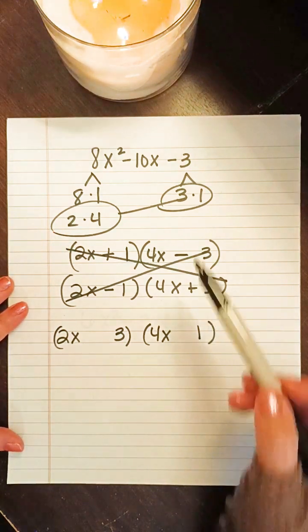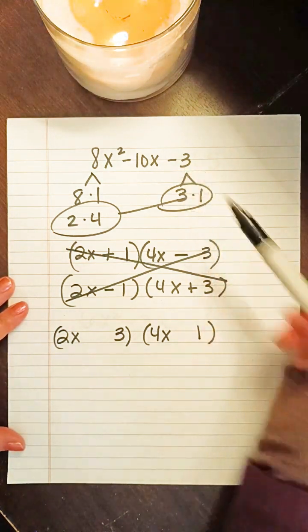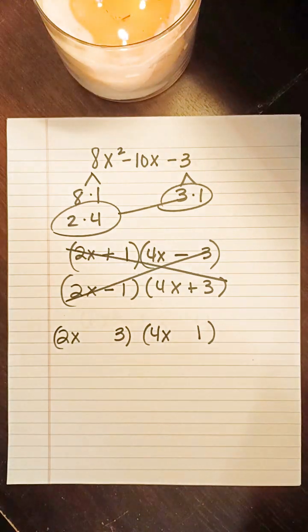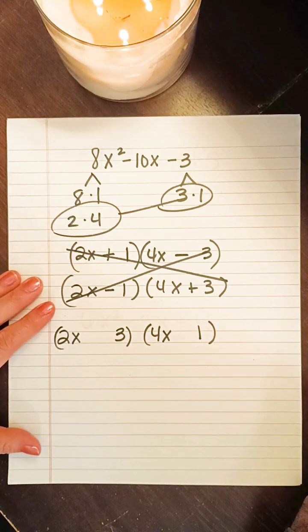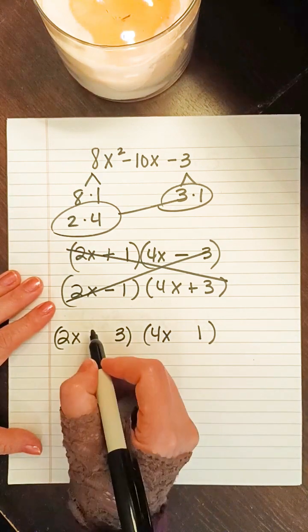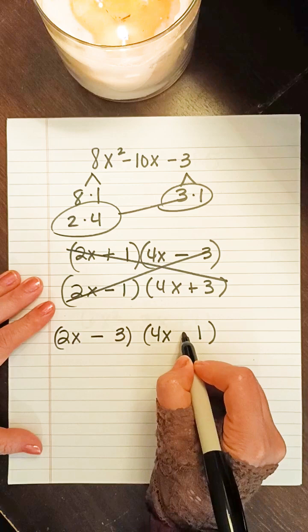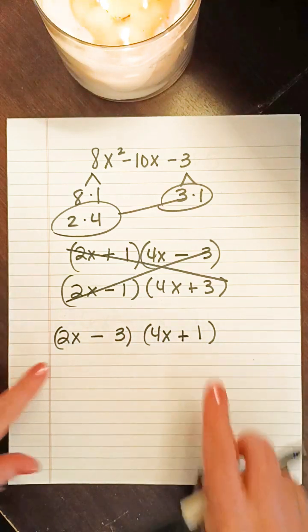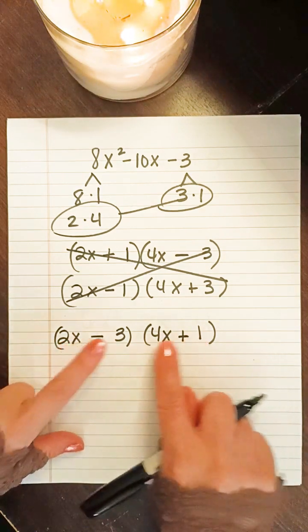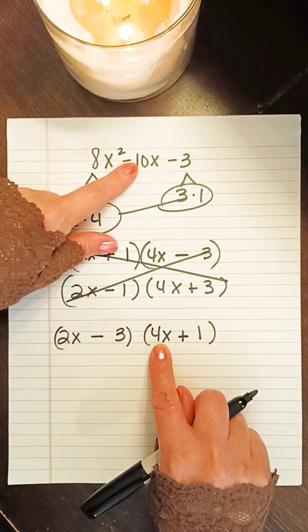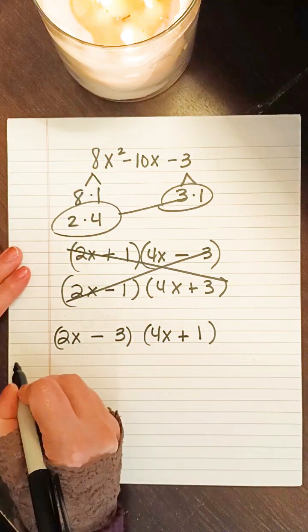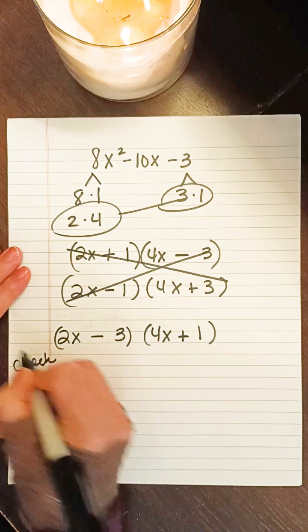So I need to multiply to get a negative number. So one sign has to be plus, one sign has to be negative, but they need to add to be negative 10. So I'm going to make the bigger product negative and the smaller positive. So outside is 2x, inside is negative 12x, and 2x minus 12x gives us negative 10. And we can FOIL.